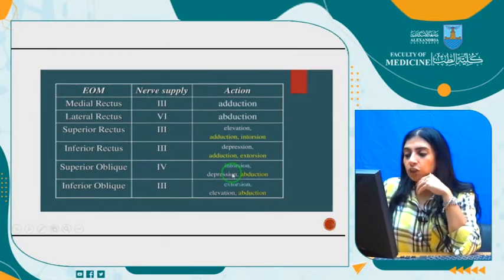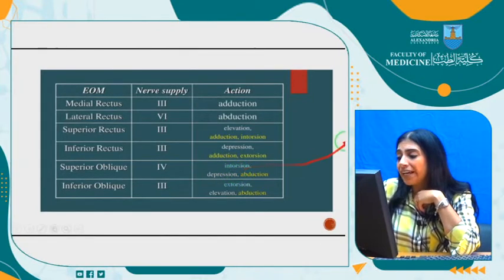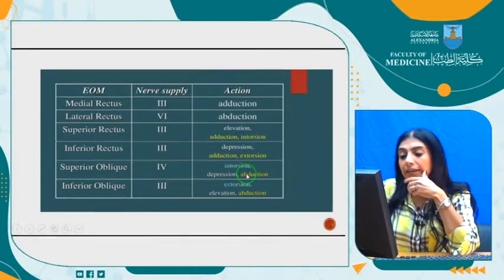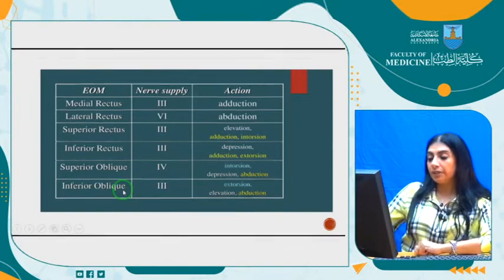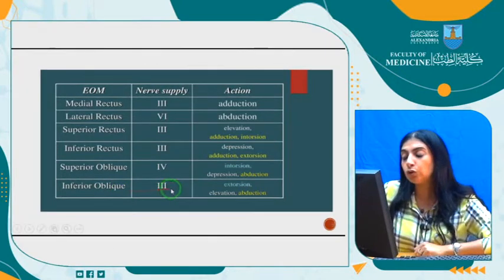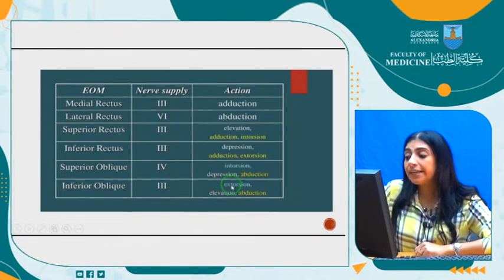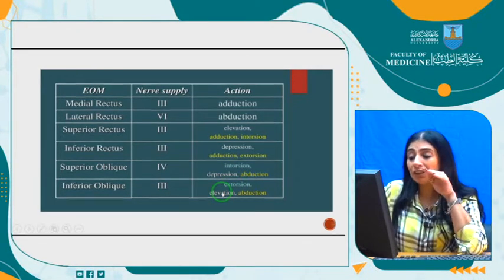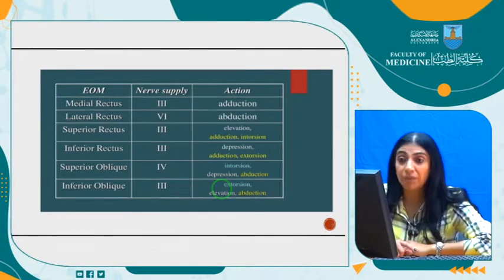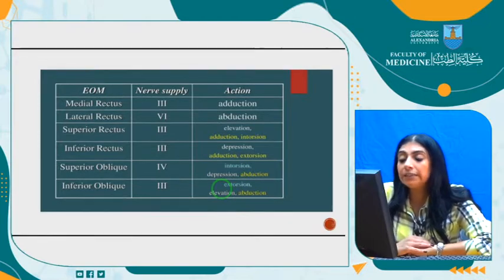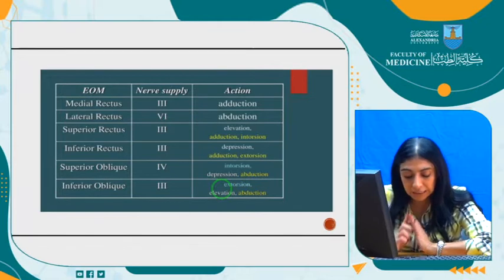And secondary action is depression in adduction, and tertiary action, which is minimal, is as an abductor of the eye. The inferior oblique, which is supplied by the inferior division of the oculomotor nerve, has as its main action extorsion. Secondary action is elevation in adduction, and its tertiary action is abduction. And in the clinical rounds, we are going to discuss the origin, the insertion, and the actions in detail.